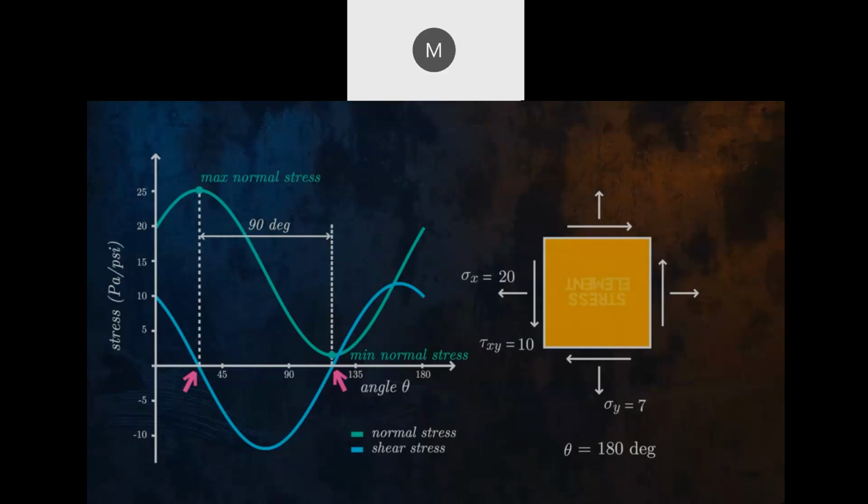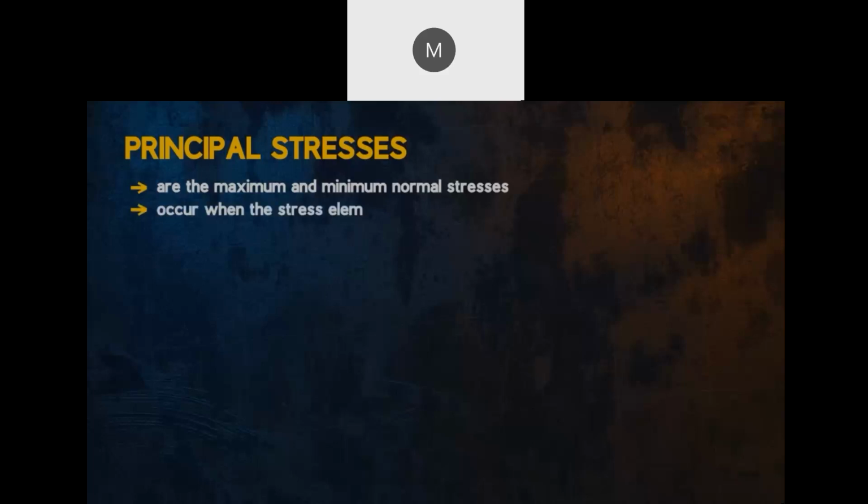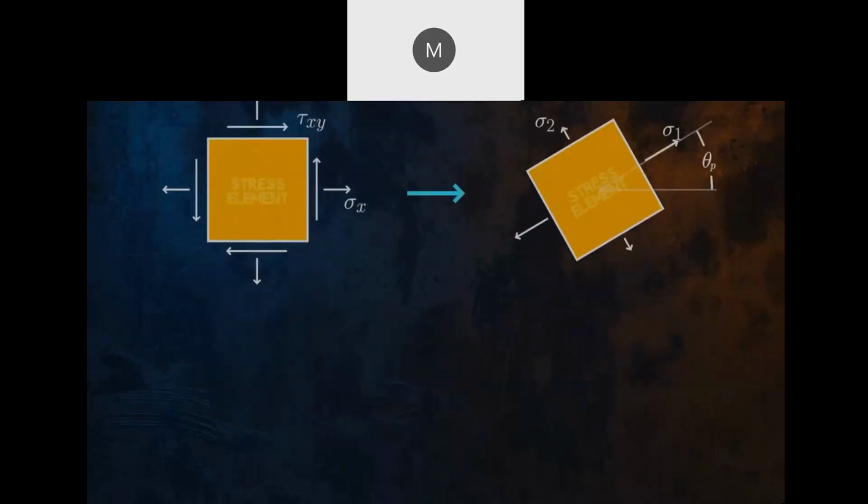Principal stresses are very important, so let's recap. They are the maximum and minimum normal stresses acting on our stress element. They always occur when the stress element is rotated such that the shear stresses are 0, as shown here. We denote the maximum and minimum principal stresses using the symbols sigma 1 and sigma 2 respectively. The rotation angle which gives us the principal stresses is denoted using the symbol theta p. Because it is the maximum normal stress at the location of our stress element, being able to calculate sigma 1 can be important for predicting failure.